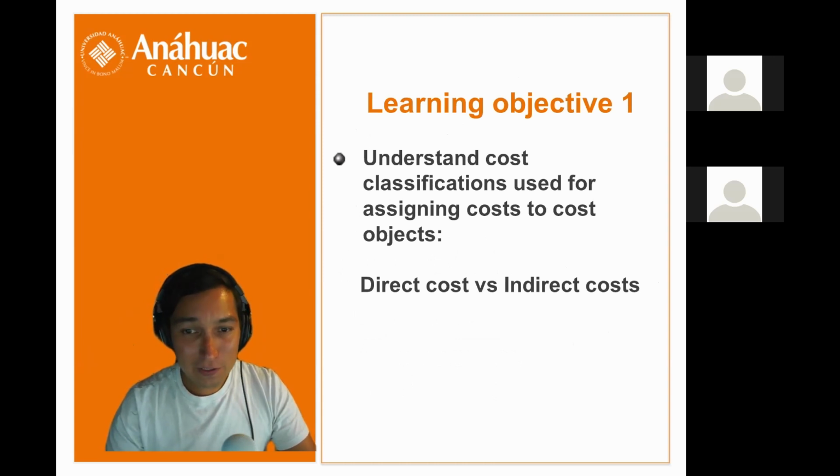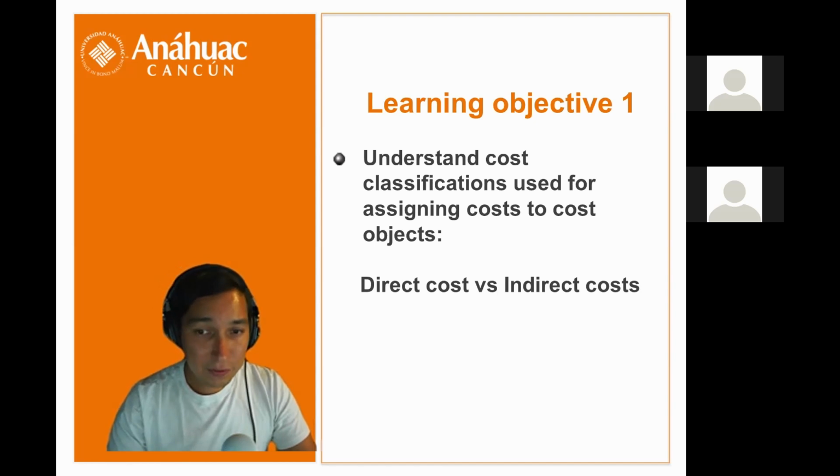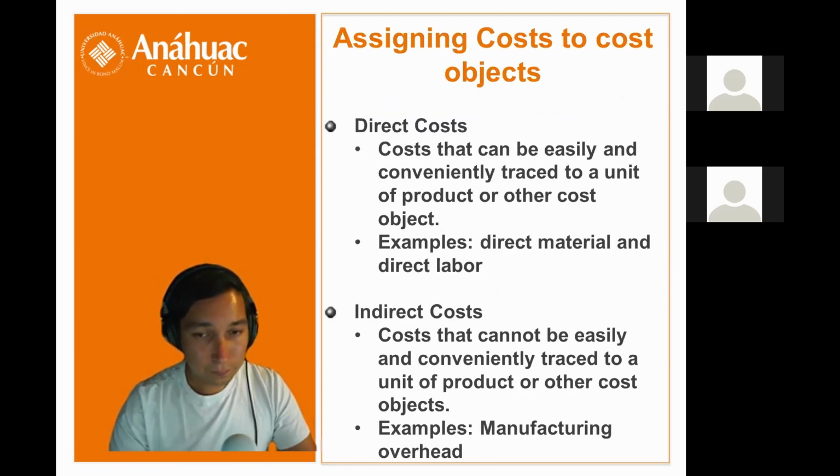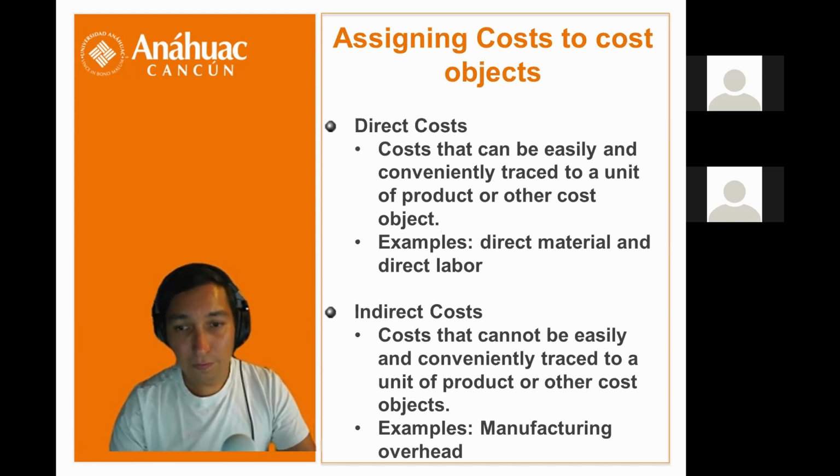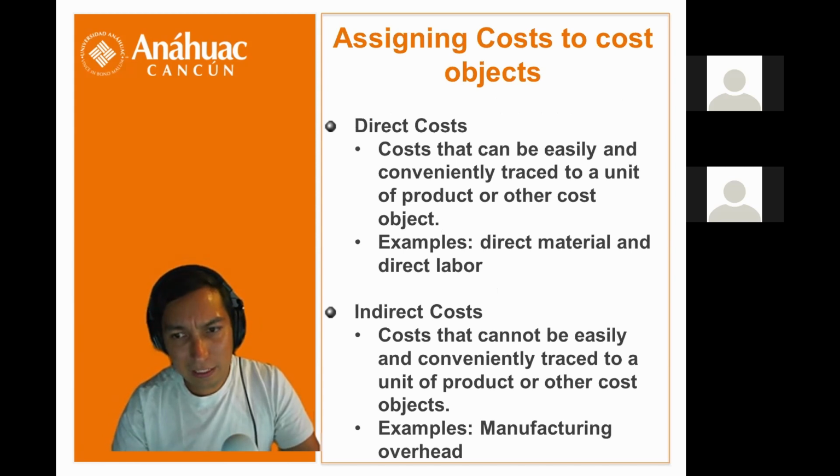So the first learning objective, it's under cost classification, use for assigning cost to cost objects. Direct, first we will look at direct costs versus indirect costs. So direct cost is one that can be easily and conveniently traced to a unit product or another cost object.